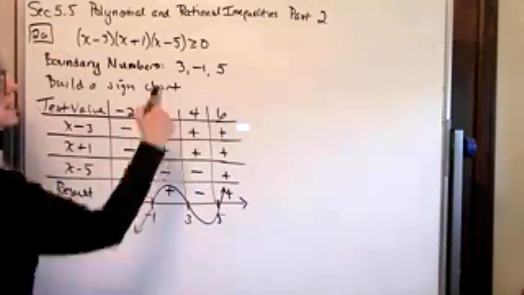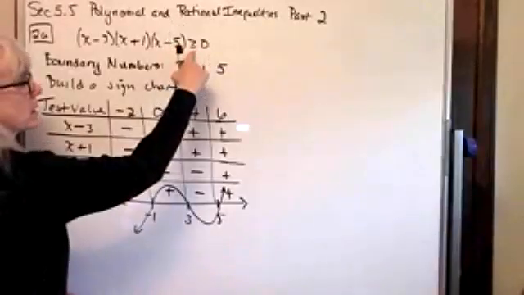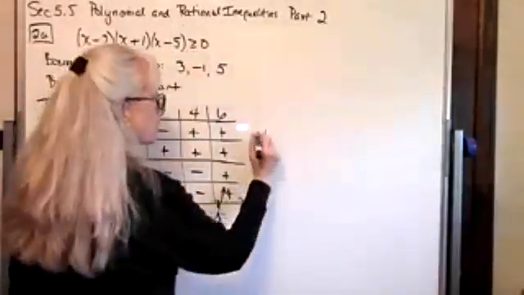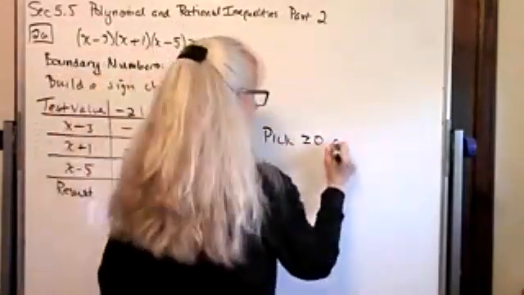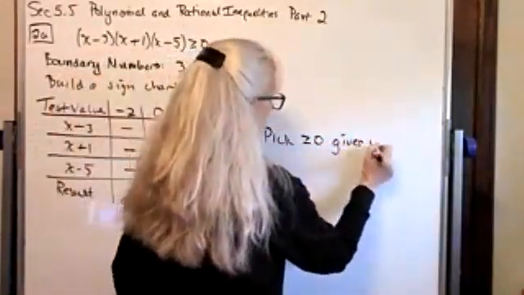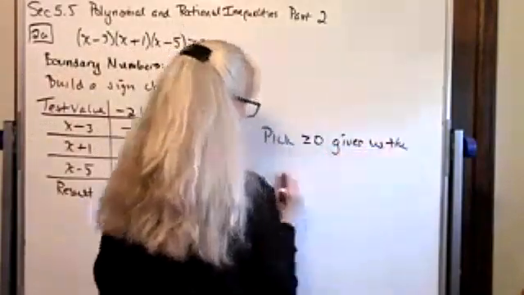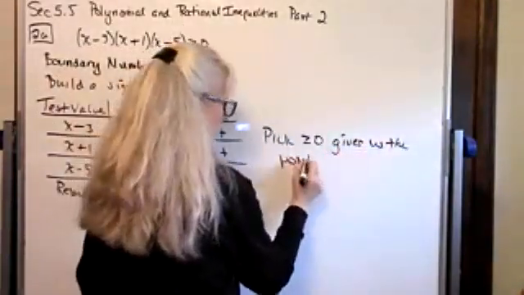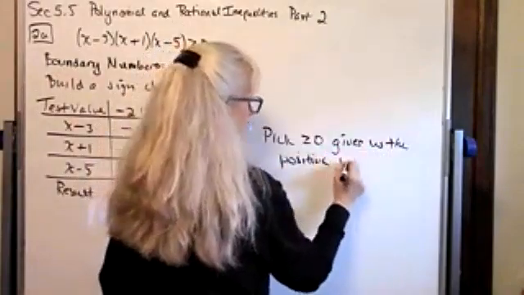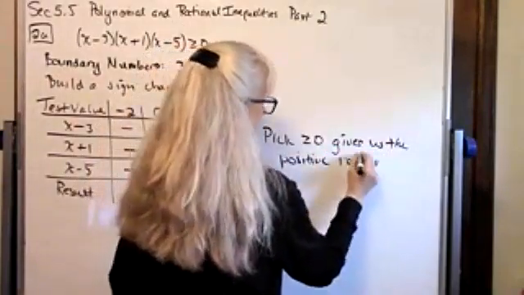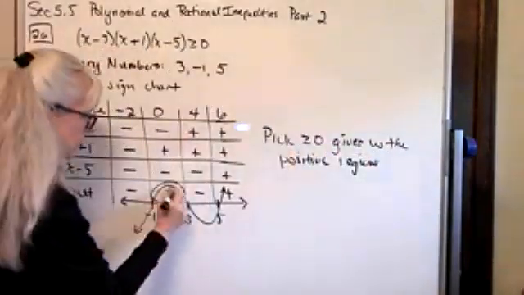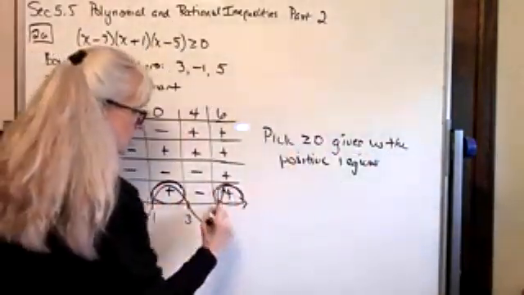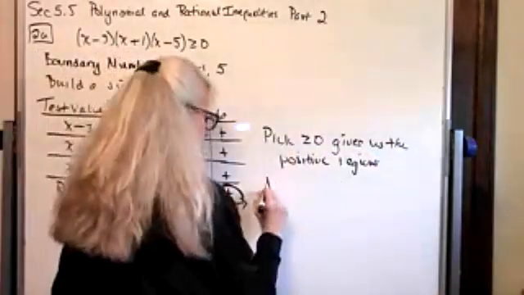So according to the inequality, we need the regions that are greater than or equal to 0. So we're going to pick greater than or equal to 0. Us the positive regions. That was not grammatically correct, but you understand. So the greater than or equal to 0 positive regions, that would be this region, and that would be this region. So we're going to pick those two as our answer.